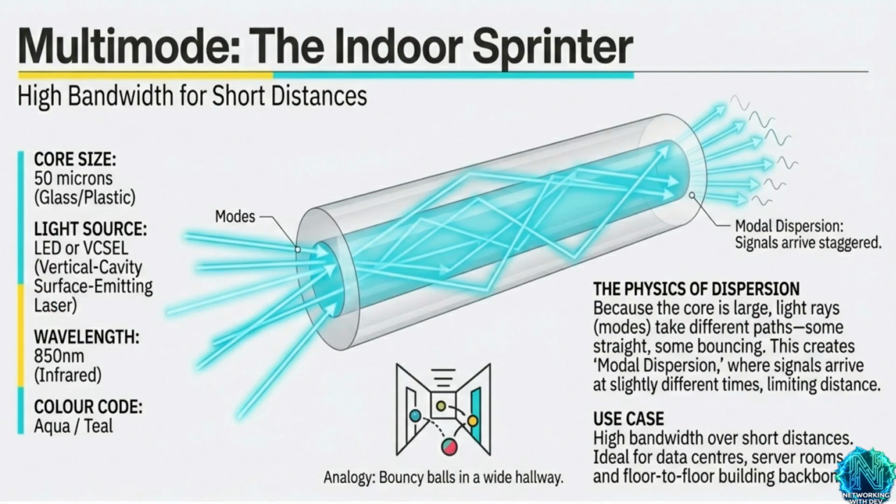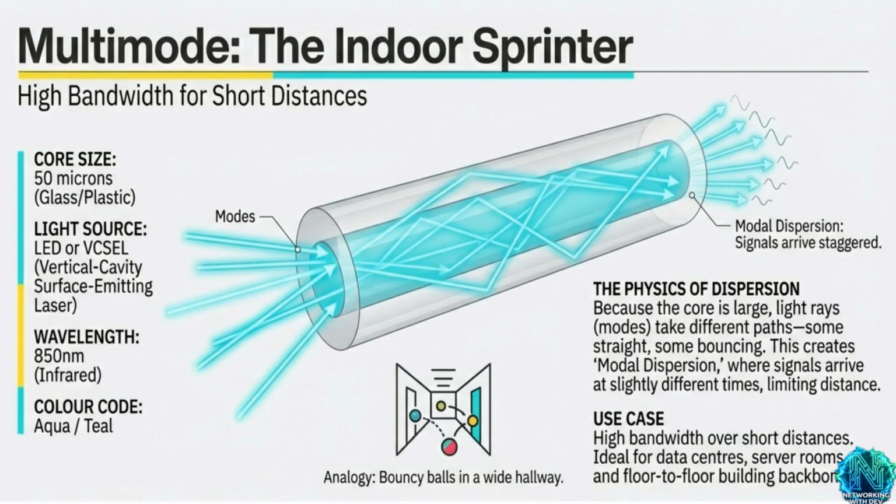Now that we've seen the difference in core sizes, you can probably guess why multimode is the go-to for localized networks. With its larger 50-micron core, think of multimode like bouncy balls in a wide hallway. Because the path is wide, we can use simpler light sources like LEDs or VCSELs to send multiple modes or rays of light simultaneously. However, this convenience comes with a trade-off called modal dispersion. Because some rays bounce more than others, the signals arrive at the end at slightly different times, which limits how far the signal can travel before it becomes blurry.